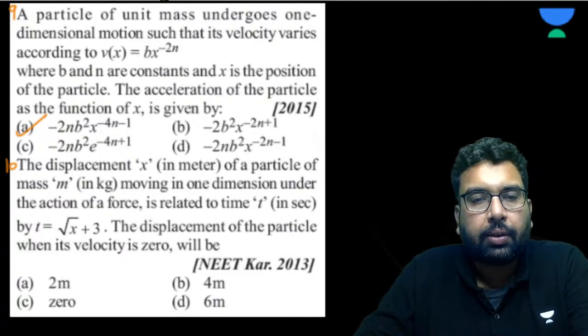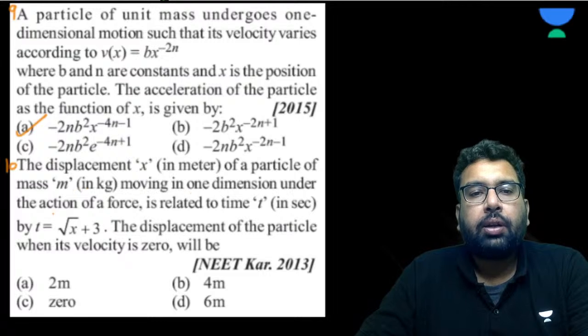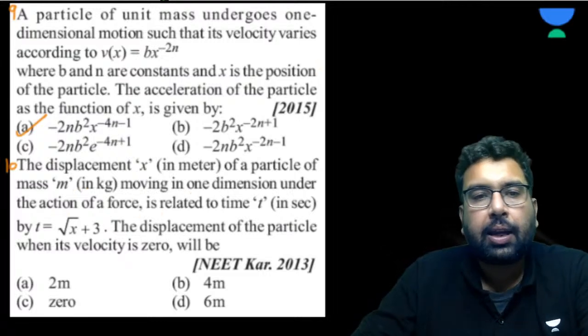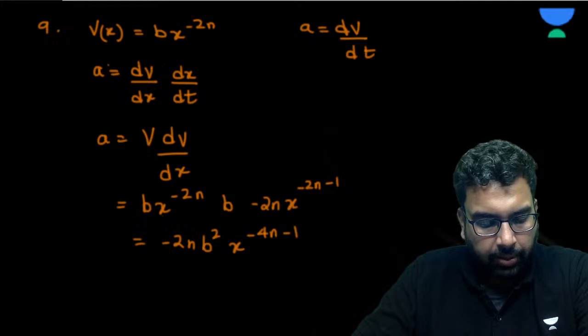So I'll do the 10th one. Now it says the displacement x of a particle of mass m moving in one dimension under the action of a force is related to time. So question number 10 says that t is equal to root x plus 3.